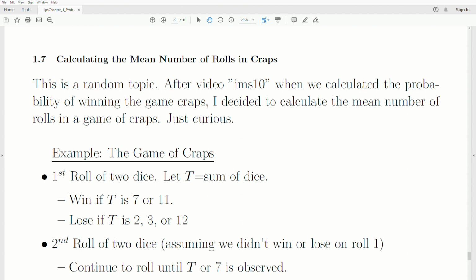Craps is a dice game that we introduced in ims10, so the 10th video in this playlist. I think it was independent events or something like that. But this is a random topic. After ims10, we calculated the probability of winning the game craps, and I decided to calculate the mean number of rolls in a game of craps out of just pure curiosity, no other reason. And then the derivation ended up being pretty cool, so I have to share it. So let's go through this.